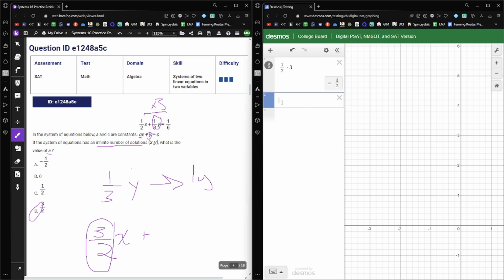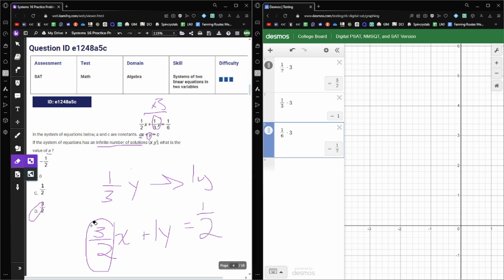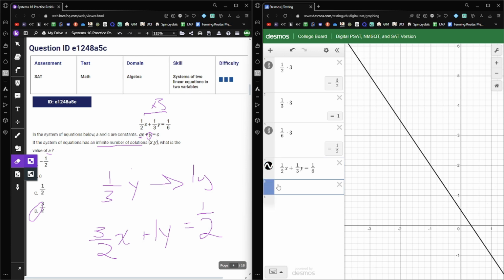So we already know 1/3 times 3 is equal to 1, so plus 1y is equal to 1/6 times 3, which is 0.5 or 1/2. Now I'm gonna go ahead and plug these equations into Desmos. So I have 1/2 x plus 1/3 y is equal to 1/6. Then I have 3/2 x, I don't think that's how I should say it. Anyways, plus y is equal to 1/2. And you notice these two equations are the exact same, so they do have an infinite number of solutions.